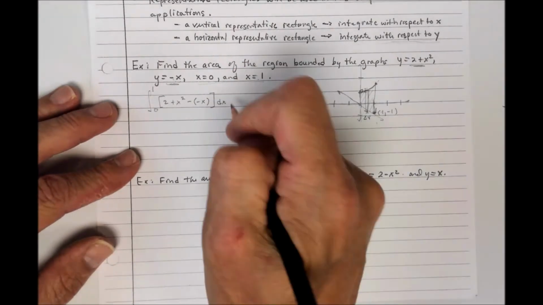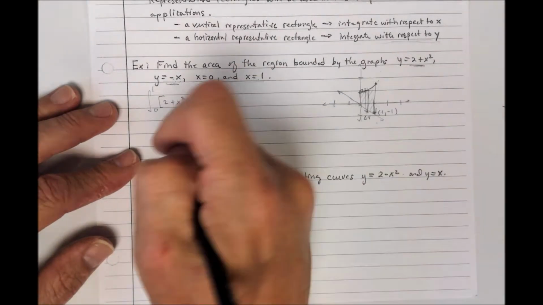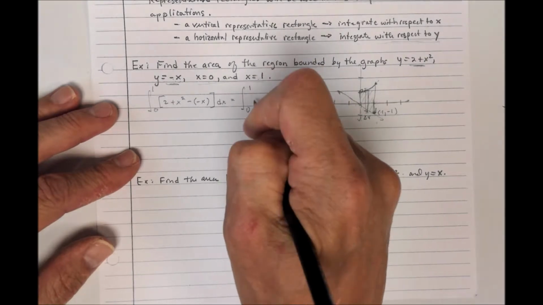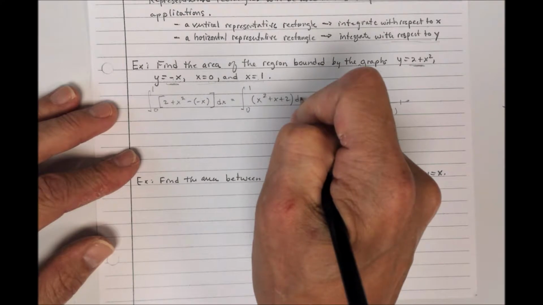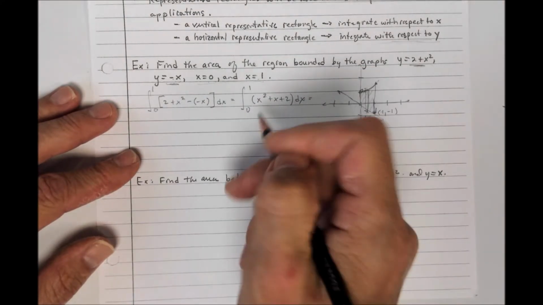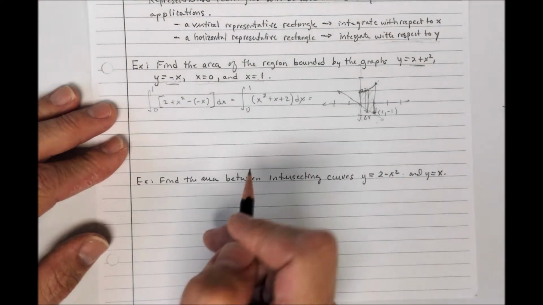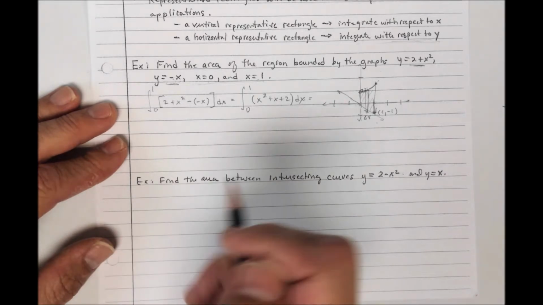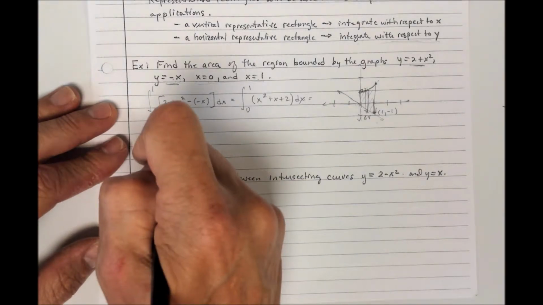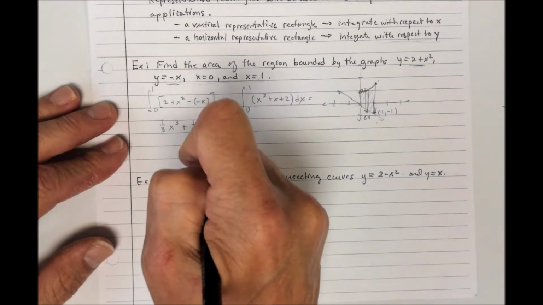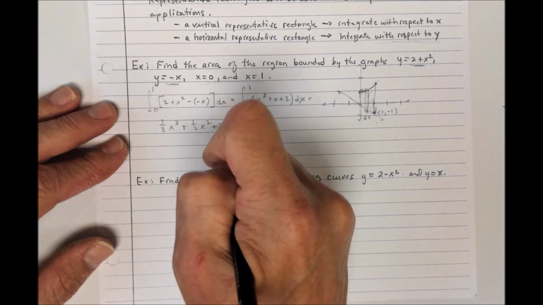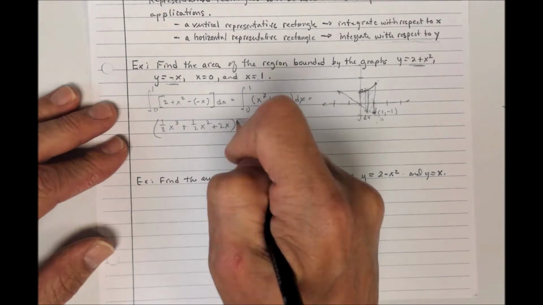Now, that's not so bad. I'm going to rewrite it real quickly. I'm going to write this from 0 to 1 of the quantity x squared plus x plus 2 dx. I'm going to integrate. I got a nice little polynomial here. You will typically have some fractions, so be careful with your arithmetic. So I get 1/3 x cubed plus 1/2 x squared plus 2x when I integrate. And I'm running from 0 to 1.